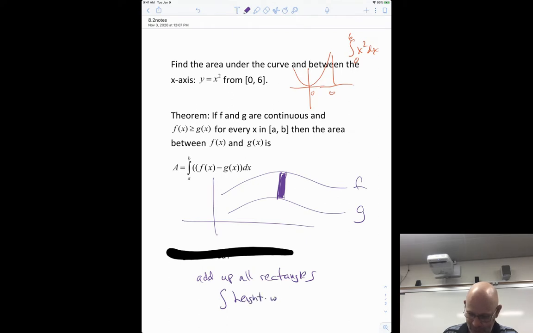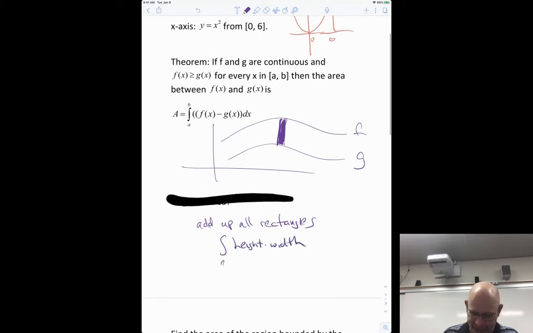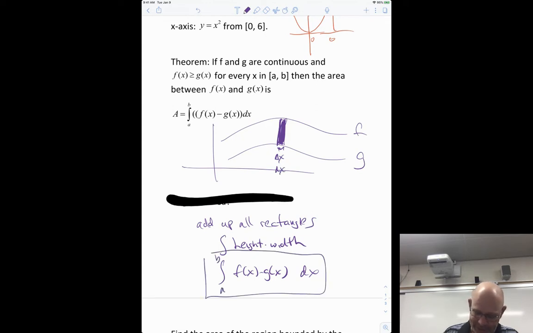So notice the height of that rectangle. This is the height times the width, right? The height of that rectangle is just f of x minus g of x. And then the width of that rectangle, we're going to call delta x or dx. And then the integral adds up. Remember, if we go way back to the beginning of Riemann sums, the definition of that symbol was the Riemann sum, right? Adding up rectangles. So this just says add up a bunch of rectangles. This is the height, and this is the width.